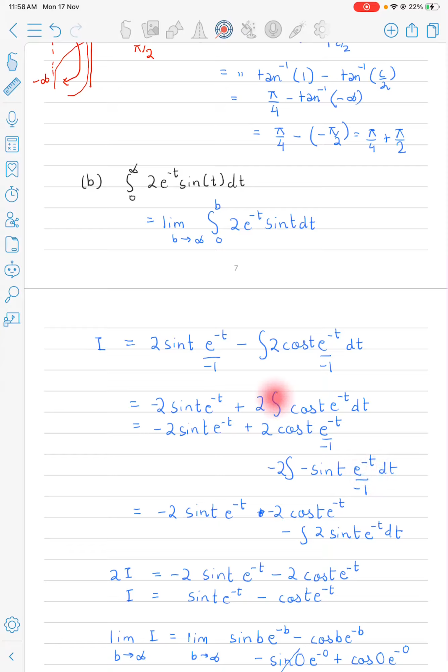Okay. So here I'm going to use integration by parts again. Now I will use integration by parts. You'll get this one. And now what do we do?